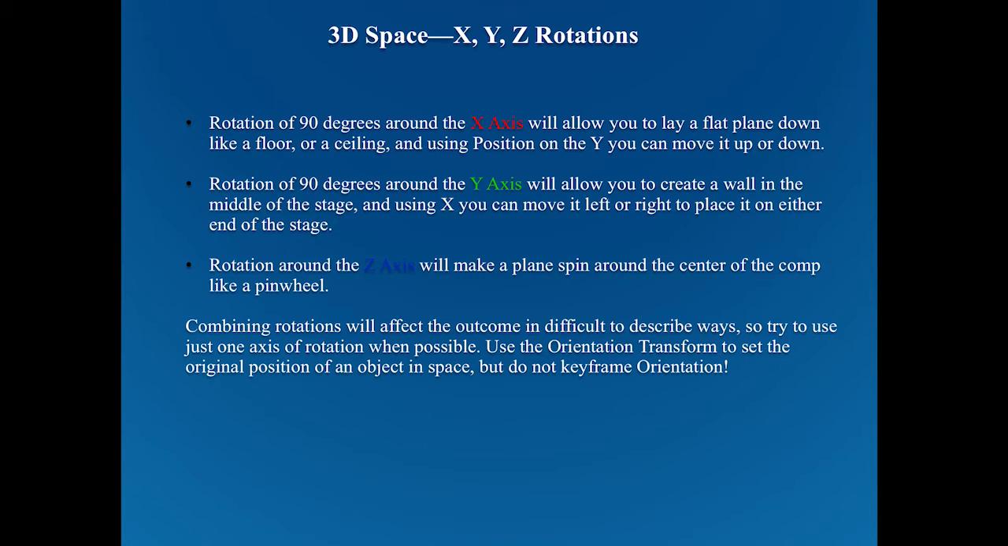If you combine the rotations, it's going to affect the outcome in ways that are difficult to describe. So try to use just one axis of rotation when possible. You can use the orientation transform to set the original position of an object in space, but don't keyframe orientation.